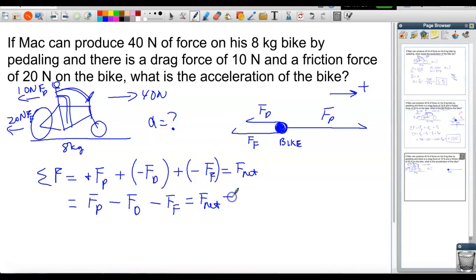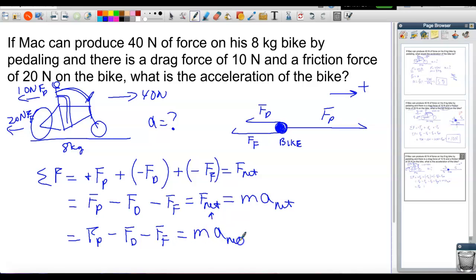And that net force is going to equal the mass times the acceleration, right? And that's going to be our net acceleration. Okay, so we can just kind of get rid of that net and just go with our ma. So we have the pedaling force minus the drag force minus the friction force equals the mass times the acceleration. That's the net.